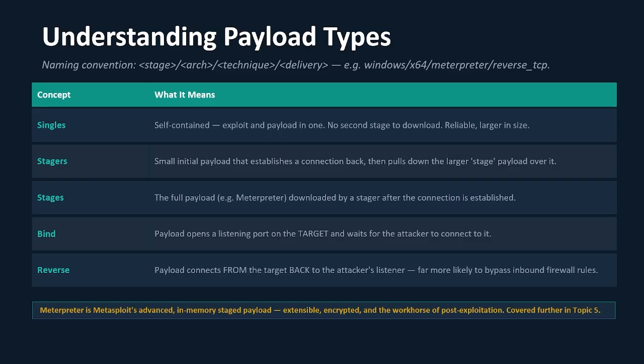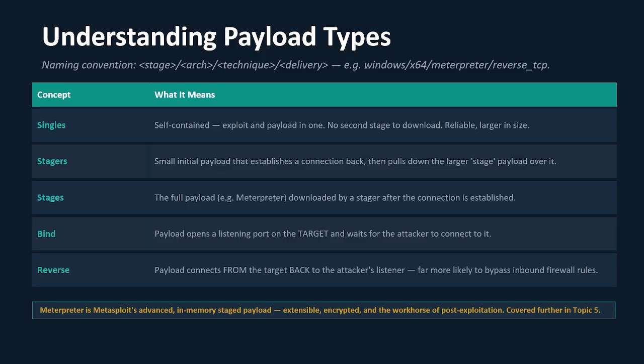So understanding the payload types, the naming convention is going to be the stage, and then the architecture, then the technique, and then the delivery method. So Windows x64, Metasploit, and reverse TCP for that. So typically there's some singles which are self-contained, exploit and payload in one, no second stage to download, so those are just going to be a single thing that is run.